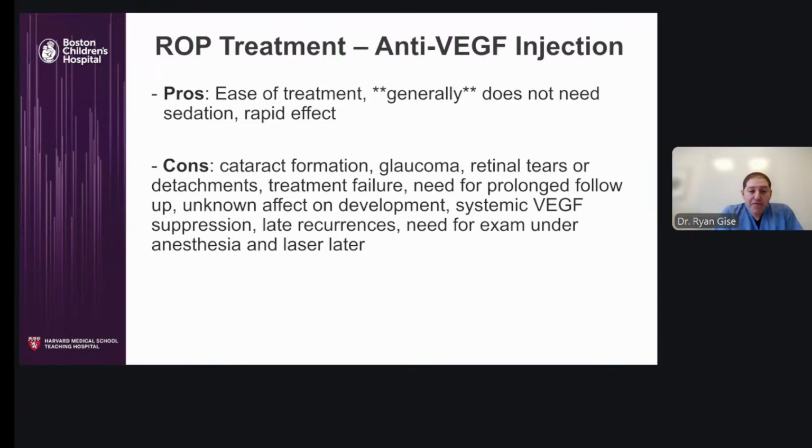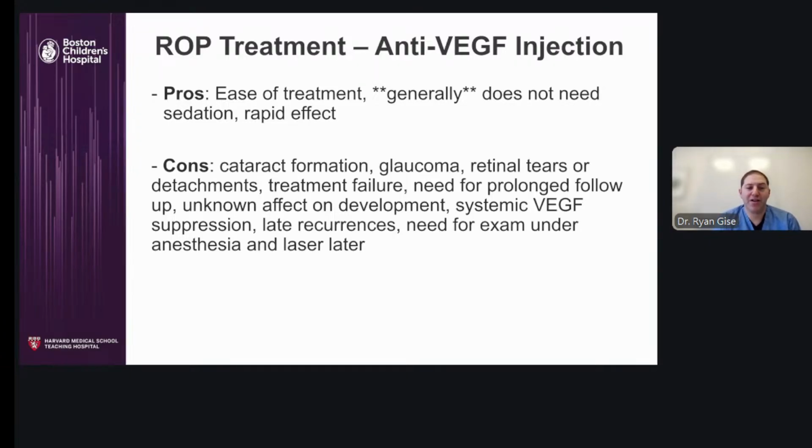There is an unknown effect on development. So we are injecting anti-VEGF agents into very small children, and we obviously are injecting less quantities of it now than we had in the past. But it's a really hard patient population to assess for development because they obviously have a lot of developmental issues related to their other comorbidities. And there is a level of systemic VEGF suppression, which is thought to be less in our newer agents. And then there can be late recurrences.